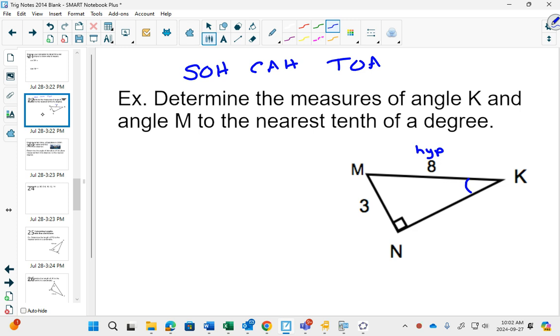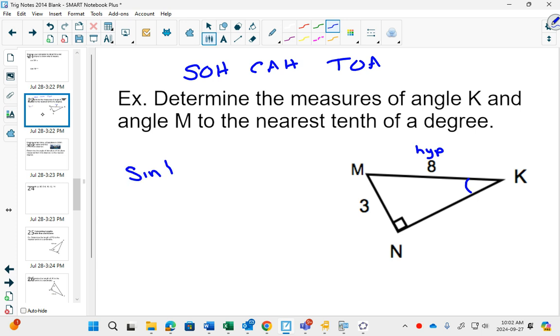So the first thing I want you to think about is which one of the ratios would use numbers? Is it opposite and hypotenuse that you have numbers for? Is it adjacent and hypotenuse that you have numbers for? Or is it opposite and adjacent you have numbers for? And then you're going to write the definition. So let's see if you got the right one.